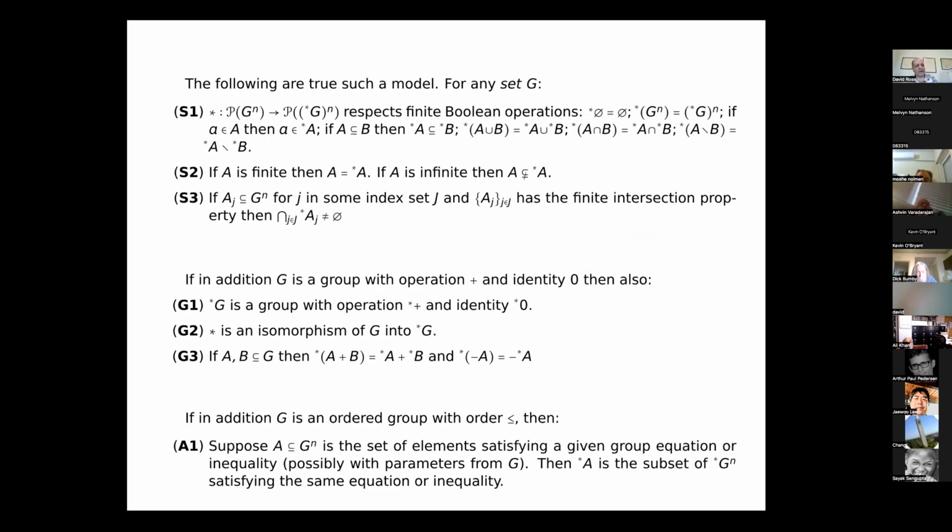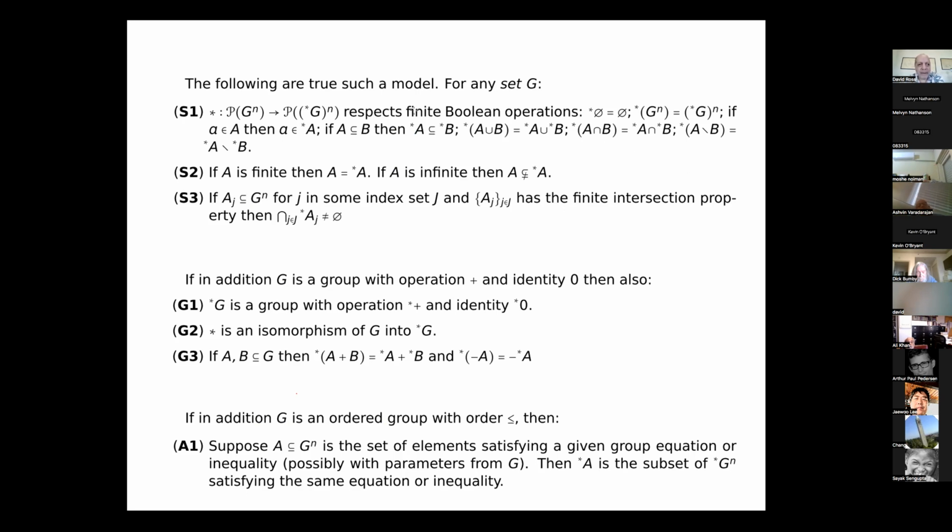And just to review some things that are true in such a model. So if you have any set G, star respects finite Boolean operations. Star of the empty set is empty. If you look at the star of the union of two sets or star of the intersection of two sets, then the star of the intersection is the intersection of the stars. If you've got the collection of n-tuples where n is finite, star of G to the n is the same as taking star G and taking the n-tuples from that, and so on.